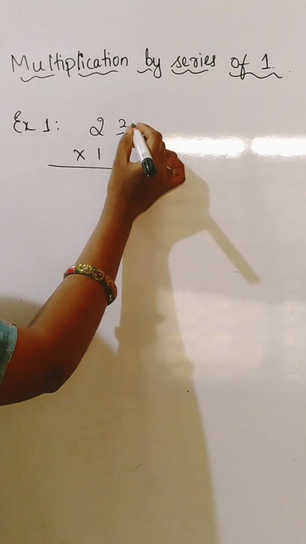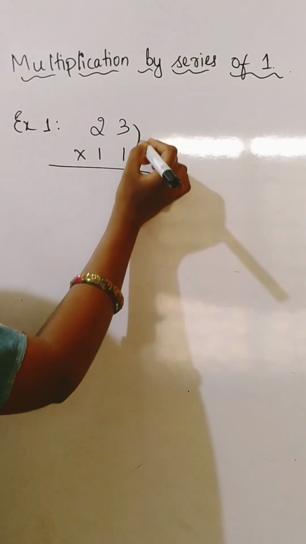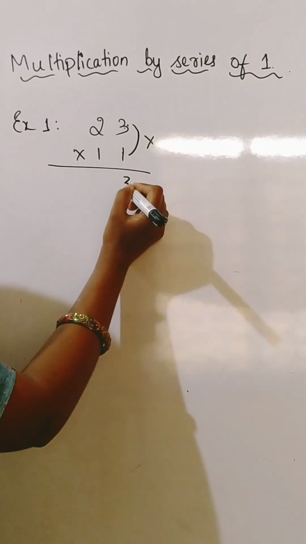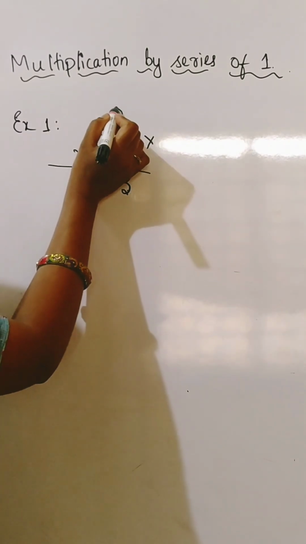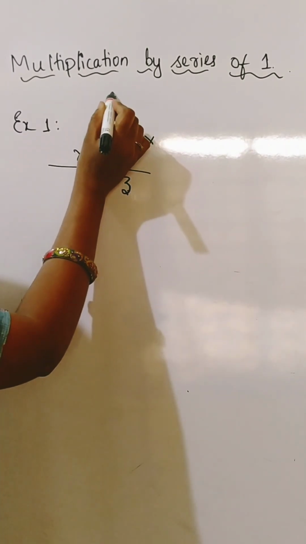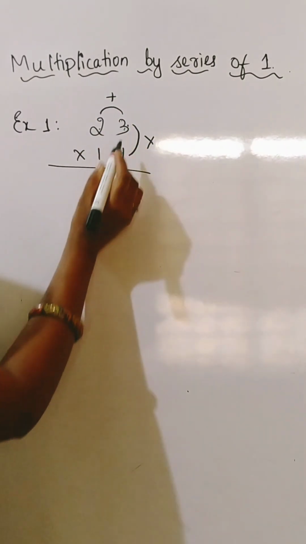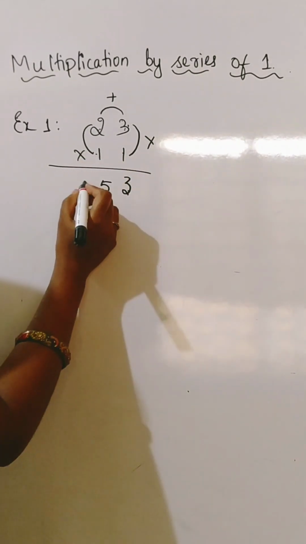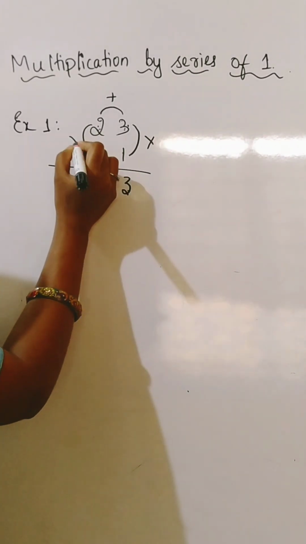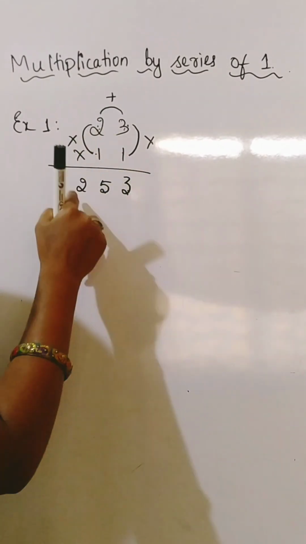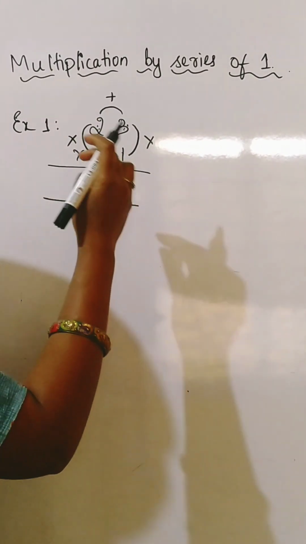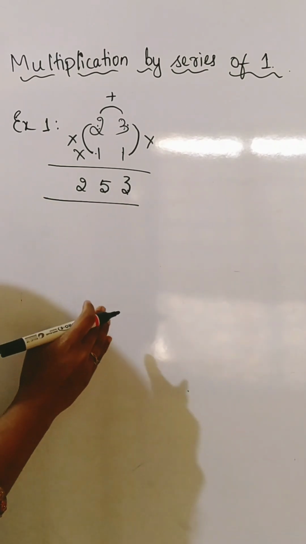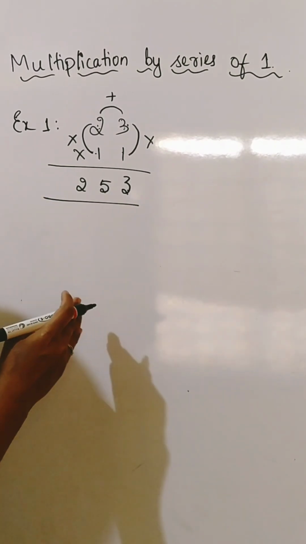See, first step, multiply these two numbers. 3 ones are 3. Next, these two numbers you have to add. 2 plus 3 is 5. Then 2 ones are 2. These two numbers you have to multiply. 2 ones are 2. Within a single step you can get the answer. This is how Vedic maths will help you learn the concepts.